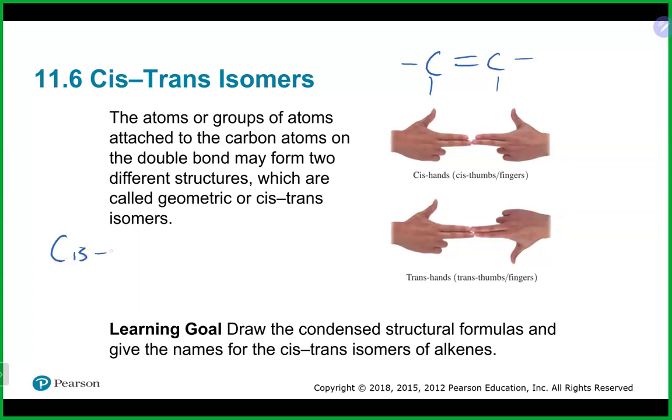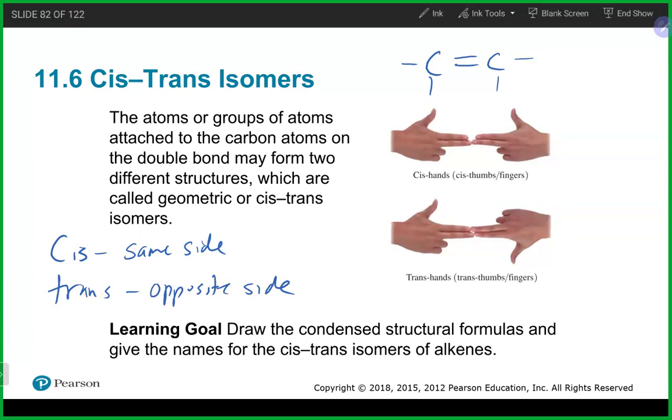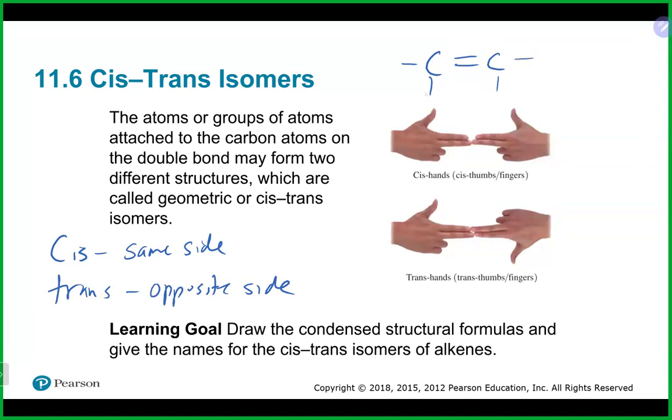Cis means that they are on the same side of the double bond. So either the groups are both up or they're both below the double bond. And trans means opposite sides of the double bond. So for example, if we look at this little simple example I have here, I'll just move these guys up and down. I'll do D.